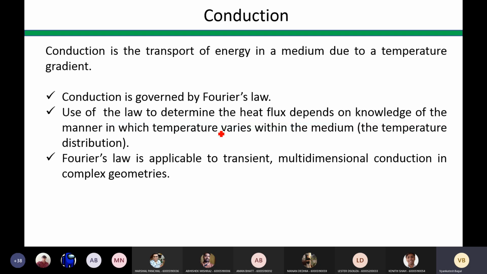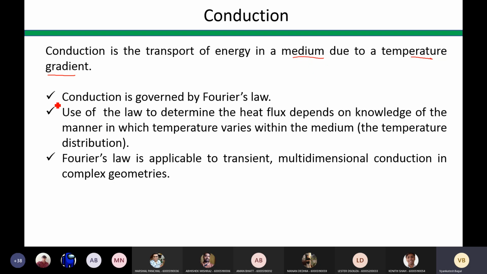Now what is conduction? Just go through this slide. Most of the things on this slide we have already talked about. At least Fourier's law of heat conduction we have talked about, right? So conduction is a transport of energy in a medium due to temperature gradient. We already know this. As long as the temperature gradient is there, conduction transfer will happen in the medium, right? And it requires a medium.